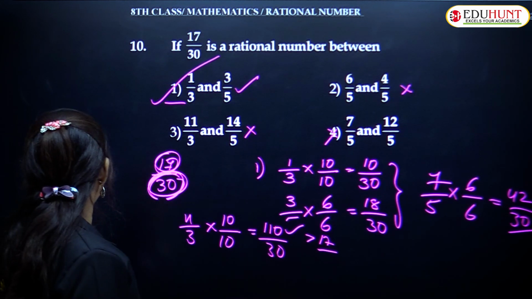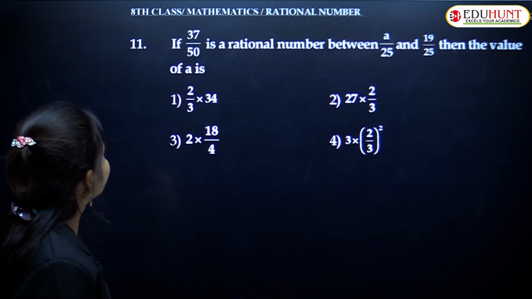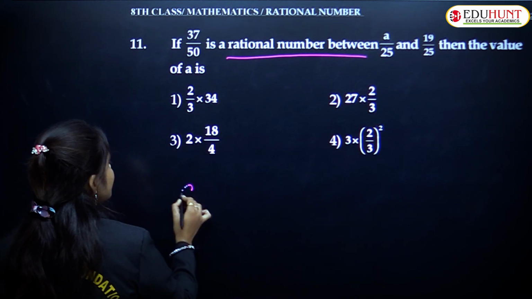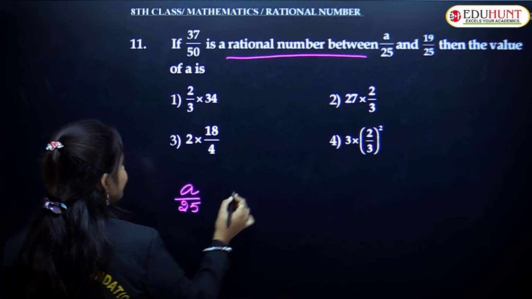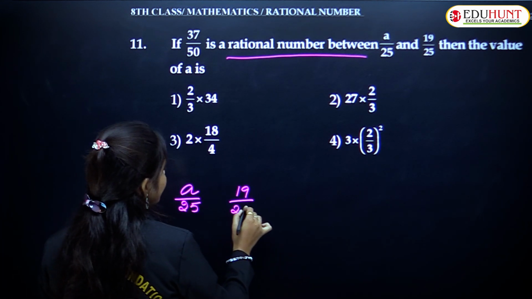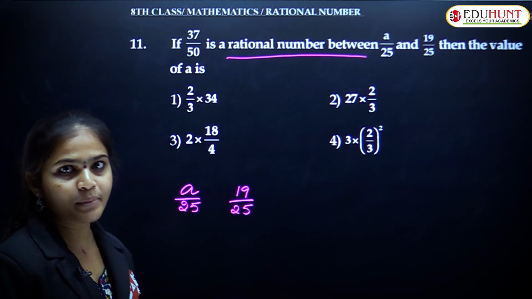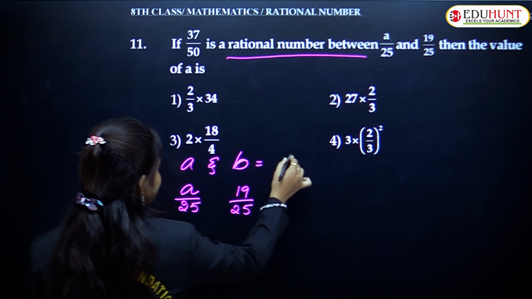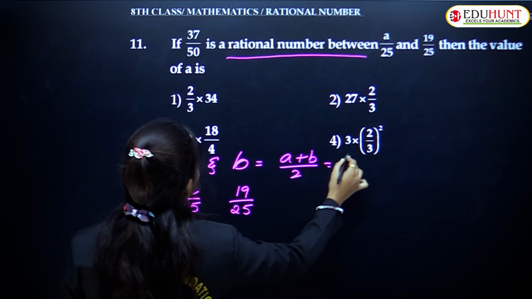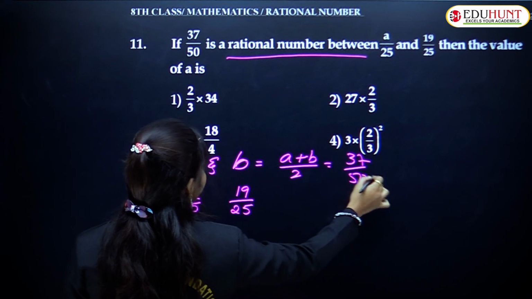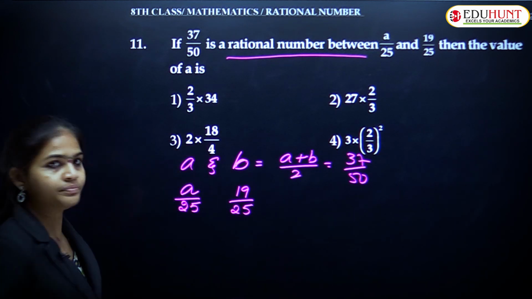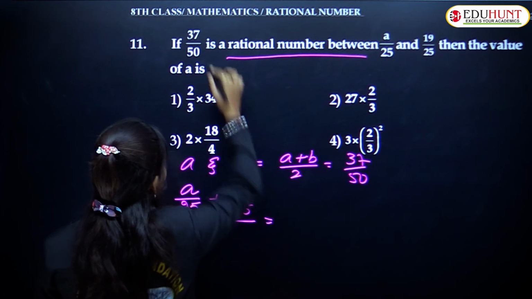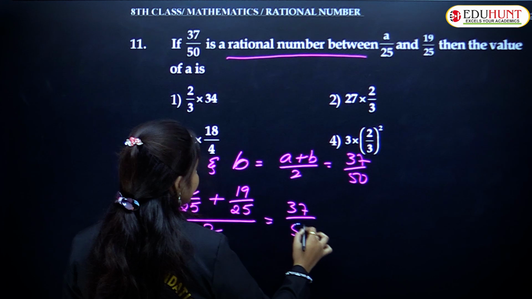Understand? So still we are having one more question. What is that? 37 by 50 is a rational number between two rational numbers they gave, A by 25 and 19 by 25. So here these two are the two numbers. A and B are two numbers, and they are asking that (A plus B) by 2, this value they gave, that is 37 by 50. Okay, we just need to find that A value here. So (A plus B) by 2 is equal to 37 by 50.